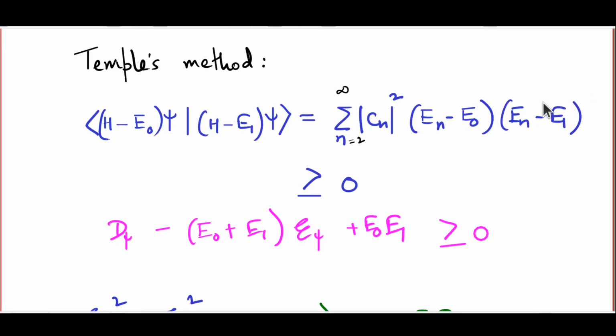And since the energies form an increasing sequence, En minus E0 is positive for all n between 2 to infinity, so is En minus E1. Cn mod square of course is positive, so for this sum, every summand is positive, and the lowest they can be is 0, and this shows that this particular overlap is greater than or equal to 0. It will be equal to 0, of course, only in the situation where the state psi can be expanded only in terms of phi 0 and phi 1, the lowest two energy eigenfunctions.